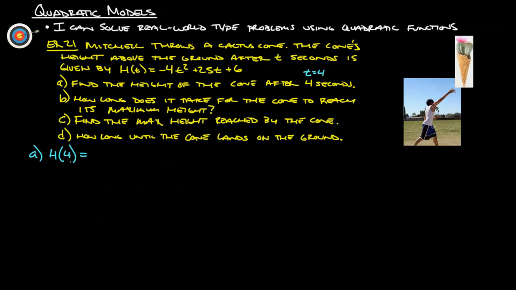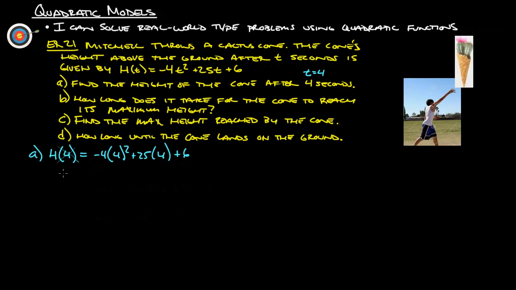This 4 does not ever get calculated or multiplied or anything by any other numbers. This is merely saying the height at 4 seconds will be. Okay, so a lot of people elect to just leave that 4 off so it doesn't confuse them. That's totally fine if you want to do that. We do this. Our time is 4, so we put -4 times 4 squared plus 25 times 4 plus 6.